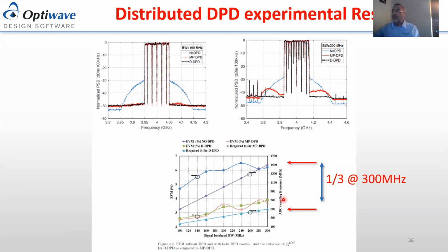Okay, now this chart shows you the advantage of using distributed digital predistortion, and you can see that the sampling rate of the digital to analog converter is dropped dramatically. For example, at 300 megahertz bandwidth of the signal, the sampling rate goes from 1500 megahertz down to 500 megahertz. So about 1/3 of the required sampling rate is needed when you use distributed predistortion, and that would, in principle, reflect on the cost and complexity of the system.